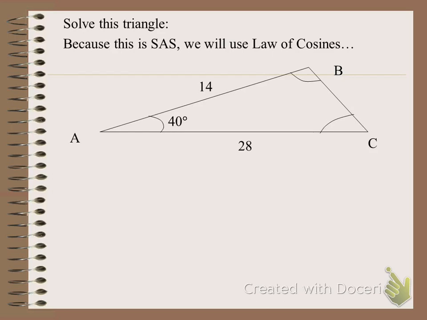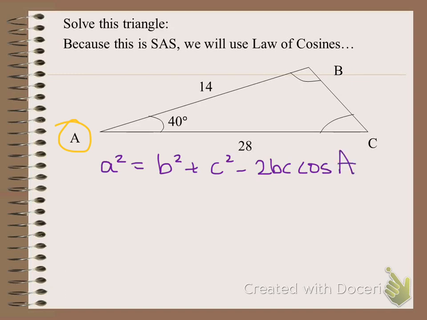And obtuse triangles are dangerous. Got to be careful with them. So we're going to be careful with all triangles. We're going to start out with law of cosines because we have side, angle, side. And because we're given angle A, that tells me I'm going to use the A version of the law of cosines, which is what? Y'all say it. A squared equals B squared plus C squared minus 2BC times cosine of A. I'm going to be finding little a, right?